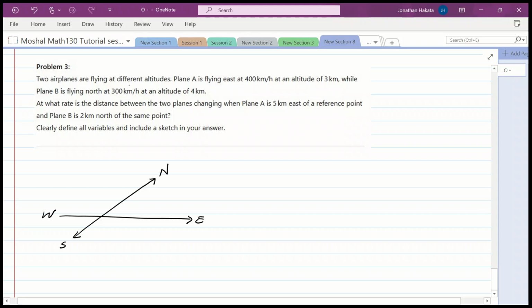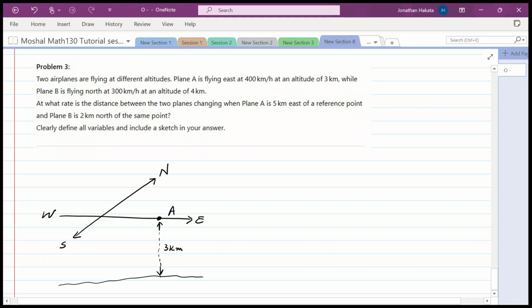Two planes are flying at a different altitude. Plane A is flying east at 400 kilometers. So plane A is somewhere here. Let's call this point A. This is plane A, and let's say this is the ground. So plane A is flying east at 400 kilometers at an altitude of 3 kilometers. Okay, this height.